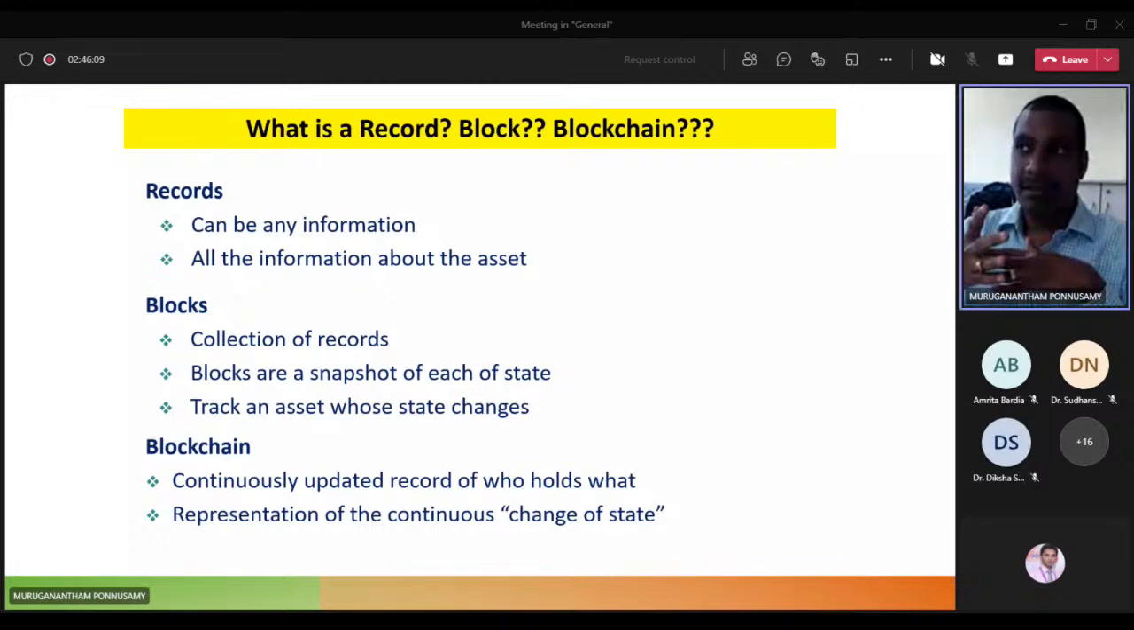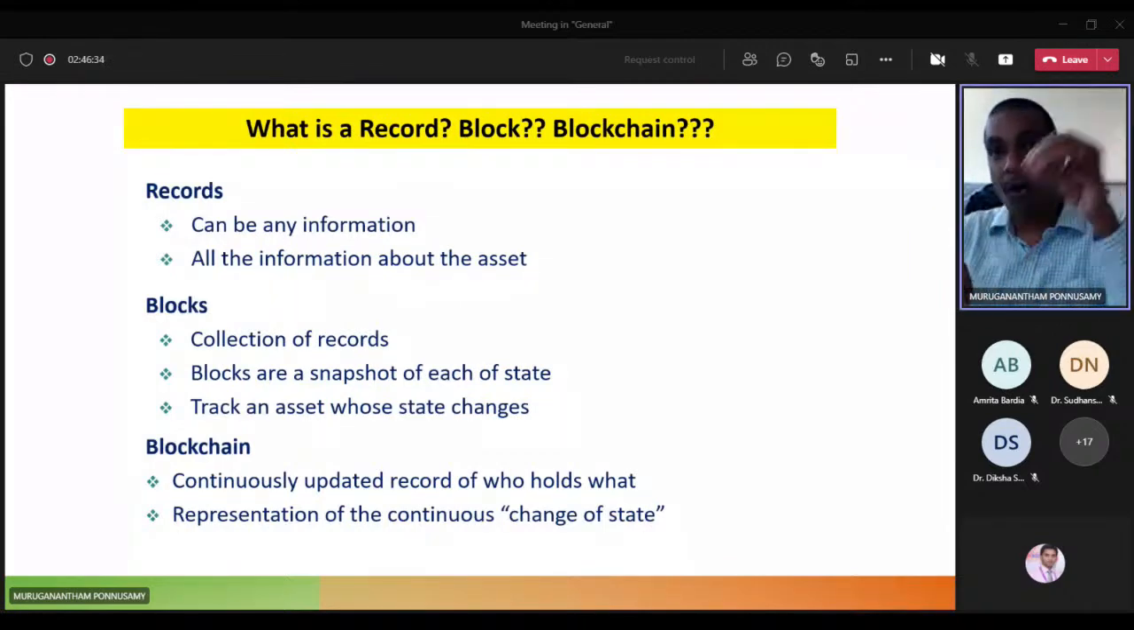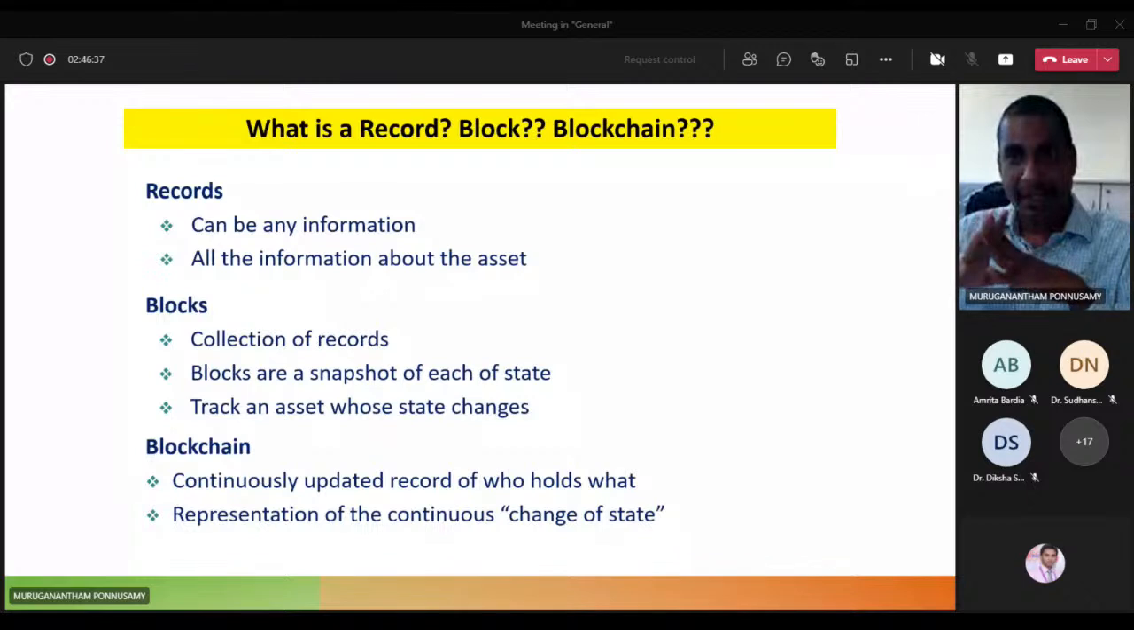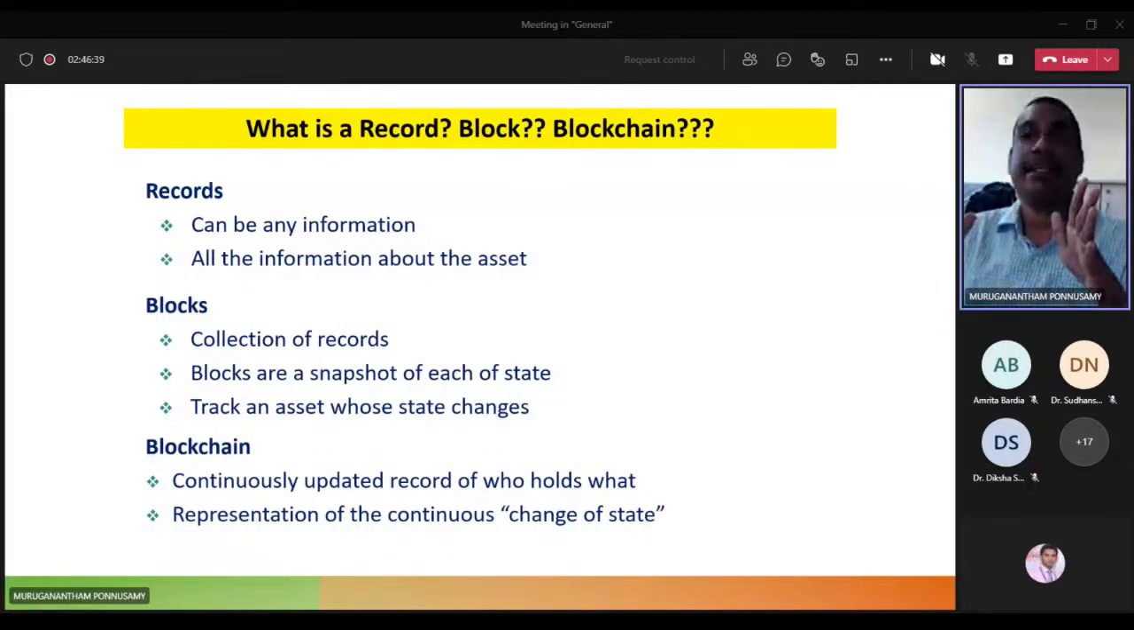At the time of opening the account, there may be, say, 1 crore. Later on, it may increase or decrease. So the state of the account balance, which is information, is getting changed at a particular time depending upon the requirement of the user. So the blocks will be the collection of records, and the blocks are snapshots of each state. Track down assets whose state changes.